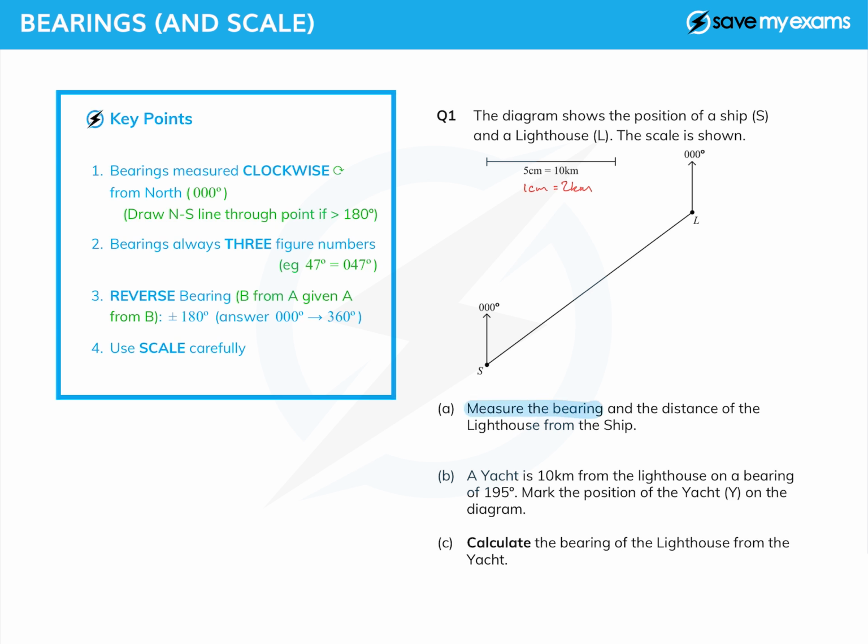First thing, measure the bearing and the distance of the lighthouse from the ship. Make sure you get it the right way around. It says from the ship, so I'm standing on the ship looking that way. What's the bearing? Well, I need to measure the angle clockwise, which is that way, from north. And if I stick my protractor on here, I get 37 degrees there. And so the bearing, remembering to give it as a 3-figure number, is 037 degrees.